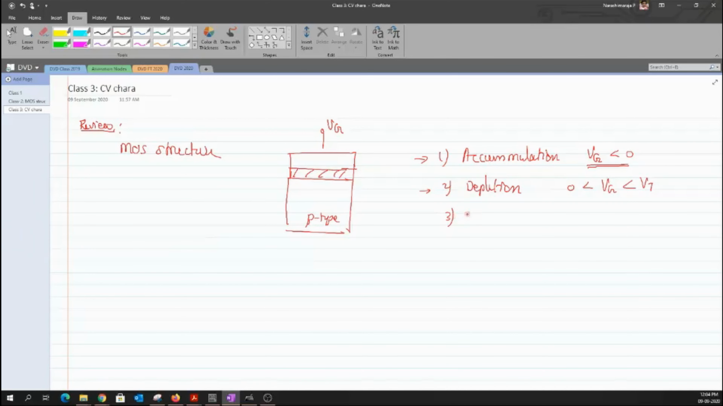And the third one we spoke about is the inversion region. This is the region where the gate potential is greater than the value of VT. I hope you are comfortable with all these 3 regions of operation, because what we are going to talk about today is the CV curve. In order to talk about the CV curve, you have to be clear with these things. I hope you don't have any doubts related to these 3 regions of operation for the metal oxide semiconductor structure, the MOS structure that I have here. With that hope, let me begin the discussion of CV characteristics.